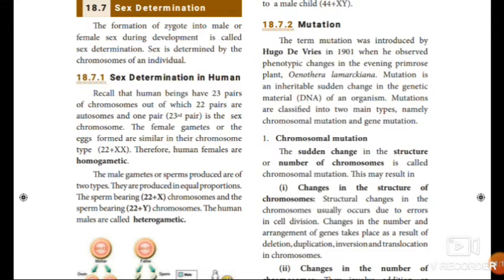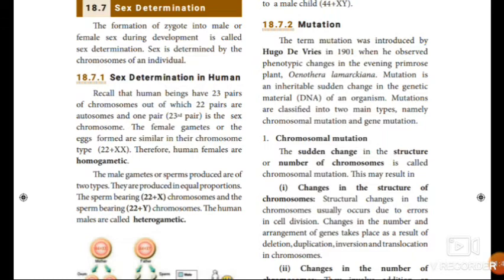Again, mutations are broadly classified into two main types, namely chromosomal mutation and gene mutation. The first type is called chromosomal mutation. A sudden change in the structure and number of chromosomes is called chromosomal mutation. Chromosomal mutations are of two types: a sudden change in the structure of the chromosome, which is called structural change, and the second, called numerical change.